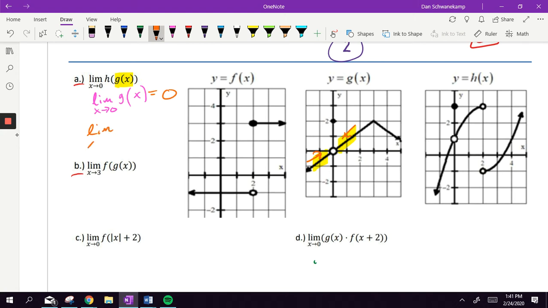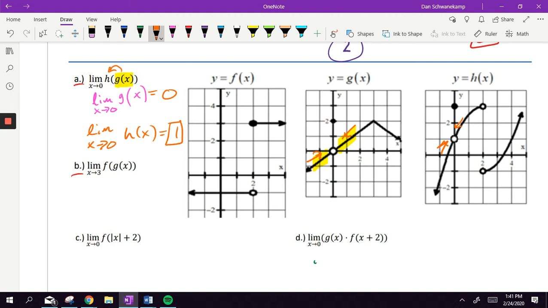It's not a one-sided limit. It is a limit as x approaches 0. But this time I'm using it of h of x. And so if I did that here, I'm doing the limit as x approaches 0 on this graph right here. So I have to approach it from both the left and the right-hand side. Since both of them were approaching 1, our value is 1.